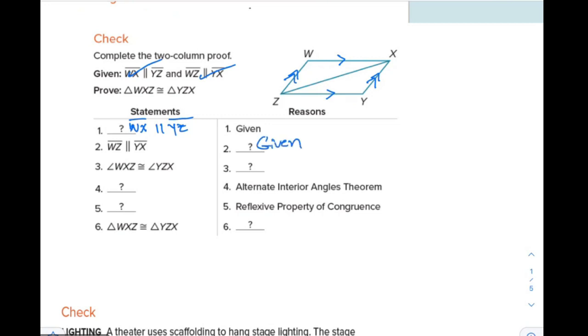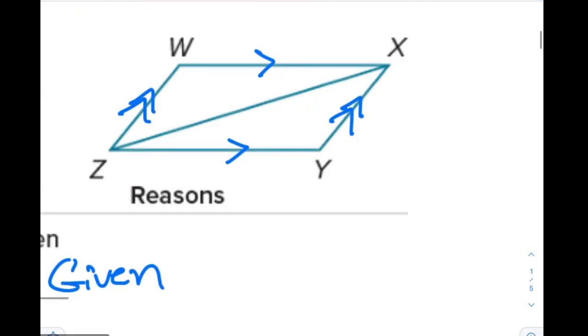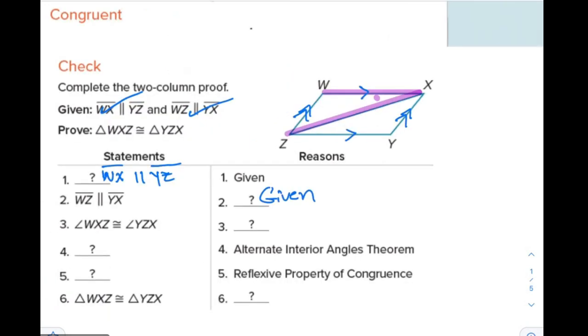Third statement, angle WXZ. So where is WXZ? WXZ, which is this one, is congruent to YZX. YZX is this one. As you see, letter Z here is very clear, which means they are alternate interior angles. So they are congruent by the alternate interior angles theorem. Look like letter Z, remember that.